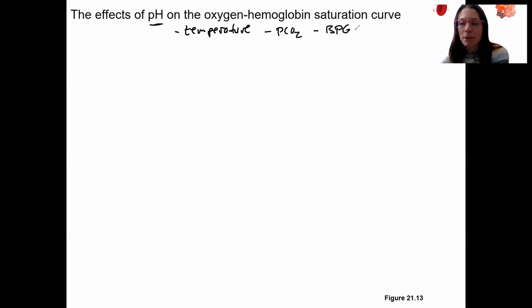BPG. This is a byproduct of glycolysis. So given that, it should make sense that it's going to be present in active tissues. So a temperature change, and I have pH. Okay, so let's look at one of these. We're going to look at pH.